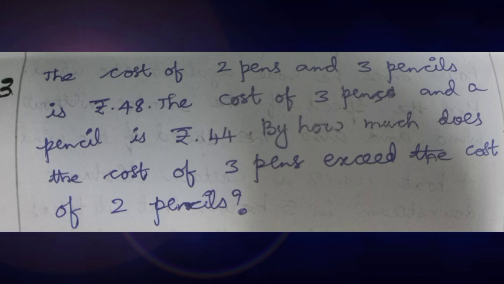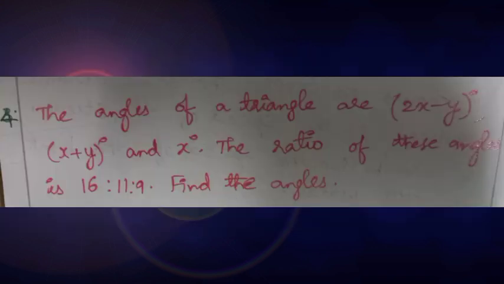Next, coming to the third one: the cost of 2 pens and 3 pencils is 48. The cost of 3 pens and a pencil is 44. By how much does the cost of 3 pens exceed the cost of 2 pencils? Many of the students will go through the problem and calculate the pencil and pen costs. But they are asking by how much the cost of 3 pens exceeds, nothing but increases over, the cost of 2 pencils. That we have to check. It's a basic level question, but don't get confused with the last two lines, the condition.